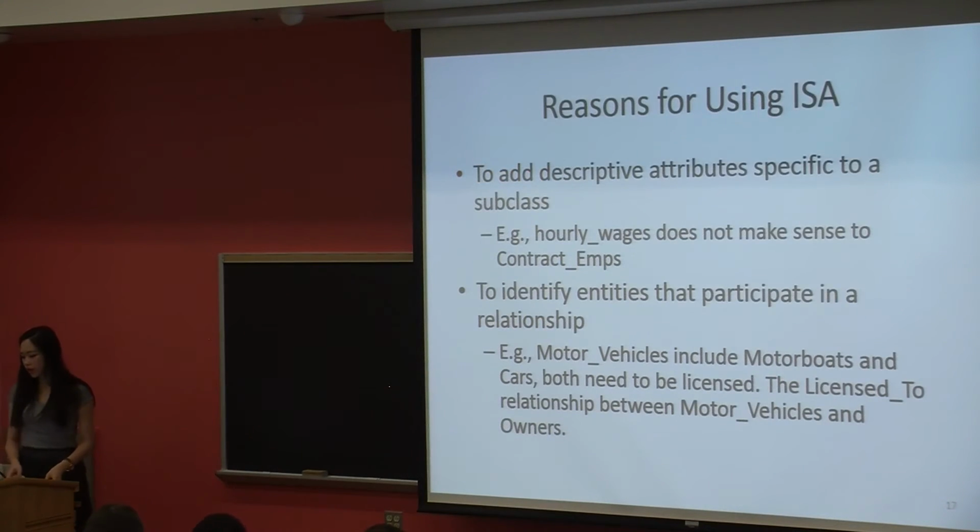Let's move on. I'll just talk through this. There are different reasons why we want to use the concept of ISA. I found it's not a very popular concept to be adopted when students design their project. Maybe they don't see the benefits, or it's kind of risky and they're afraid of using it wrong. But there are still reasons for using it, okay? For example, you want to add descriptive attributes specific to a subclass. So there are attributes that apply to the hourly employee but not to the contract employee. Another reason would be you want to identify entities that participate in a relationship. Let me see what it means.